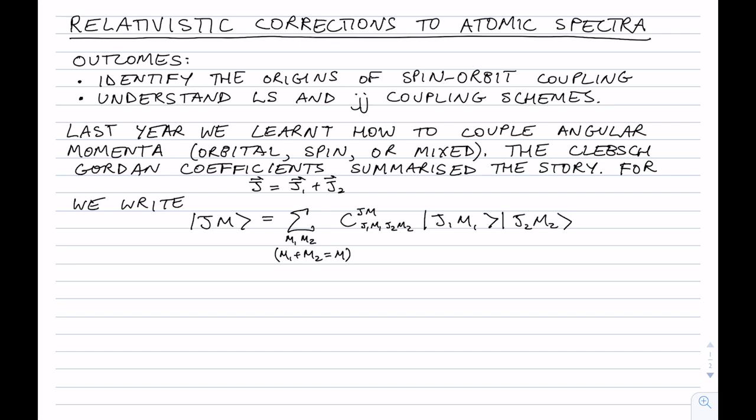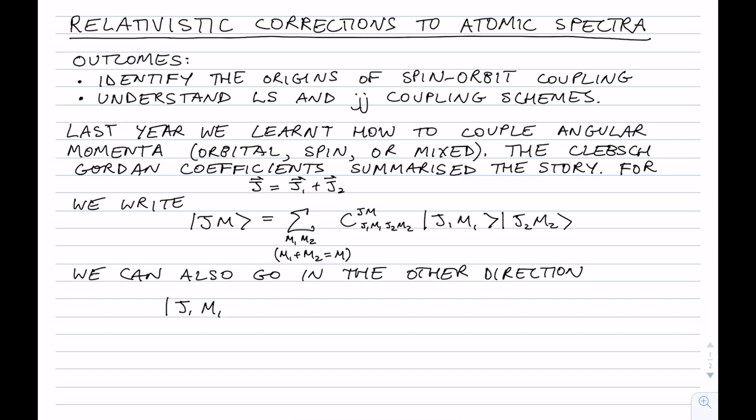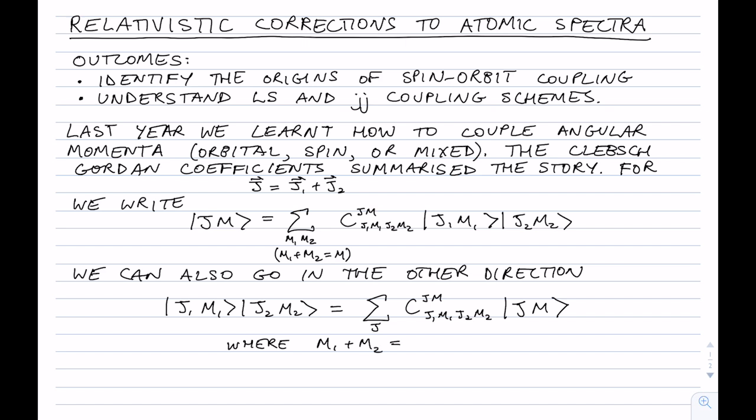of the eigenstate |J M> in terms of the basis eigenfunctions |J1 M1> and |J2 M2>. So we've got the basis states here, and we can express this in terms of those basis states. This gives us a useful connection. We can also go in the other direction and express |J1 M1, J2 M2> in terms of |J M>. Again, we need to remember that the magnetic quantum numbers have to add up.